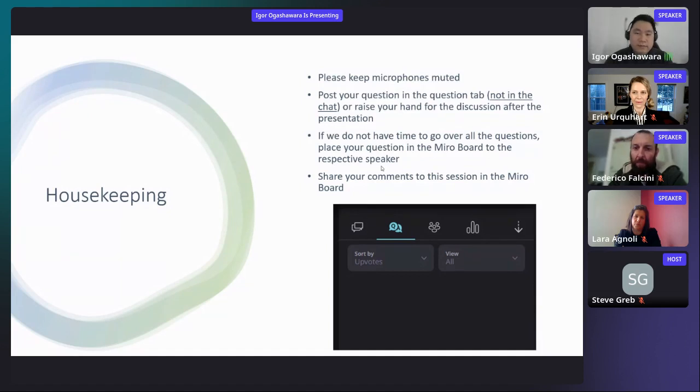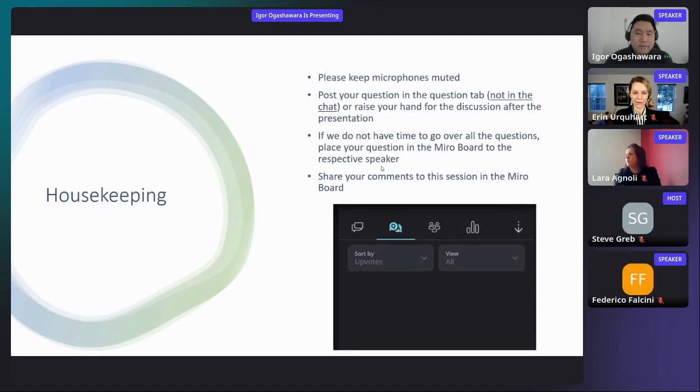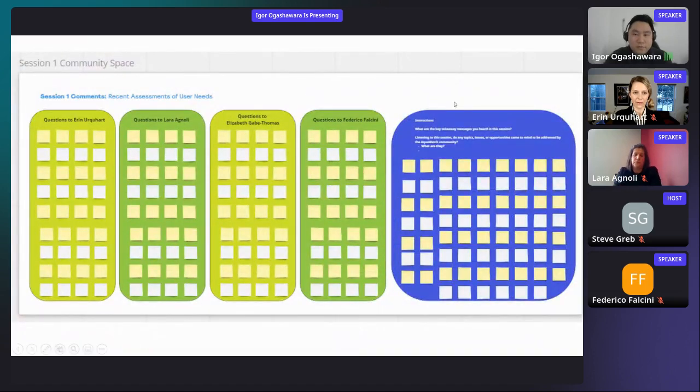If you see the Miro board that Emily just showed for our session, we have spaces for each of the speakers. You can add your question there, and then we ask speakers to answer the questions there as well, and leave it there so everyone can check the questions and answers during the week. And there is also another space where you can share your comments about this session in the Miro board. So here's the Miro board for this session.